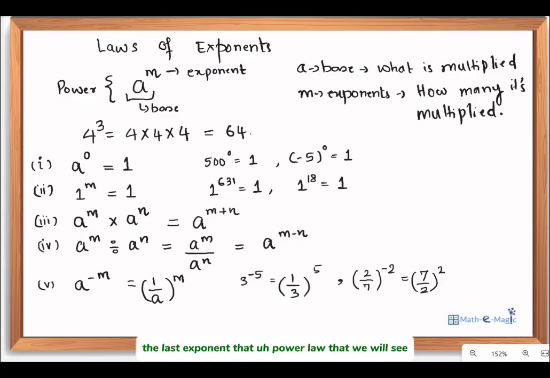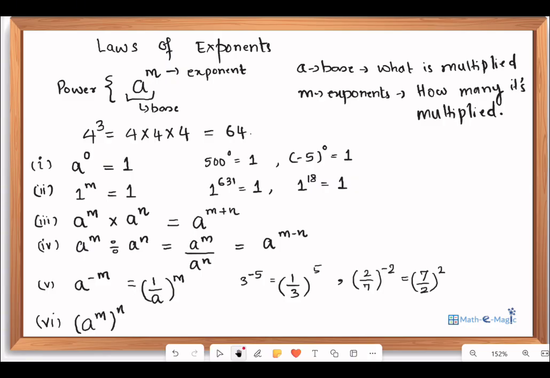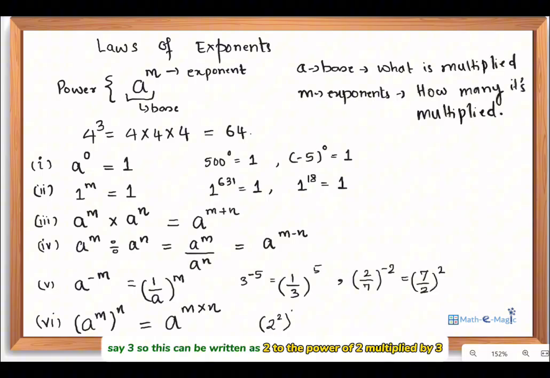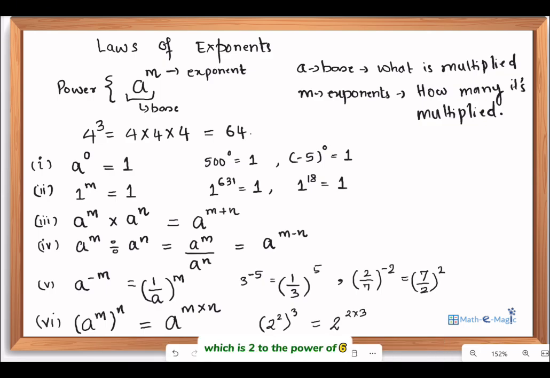The last exponent law that we will see is a raised to the power of m, and that is raised to the power of n. This can be written as a to the power of m times n, so the powers will be multiplied. For example, if I have 2 raised to the power of 2, and that power is raised to another power, say 3, this can be written as 2 to the power of 2 multiplied by 3, which is 2 to the power of 6. So these are a few important laws of exponents.